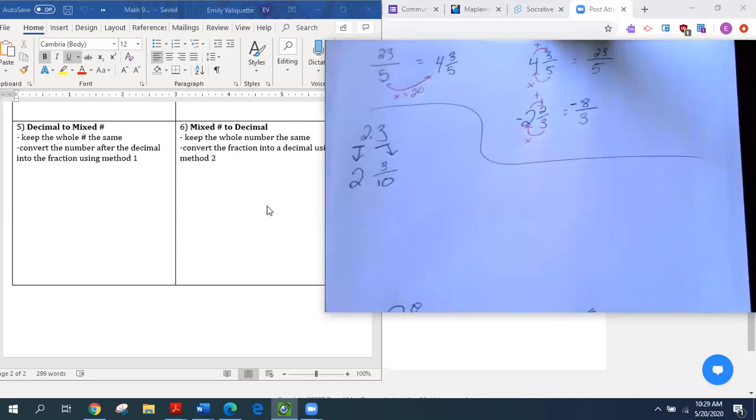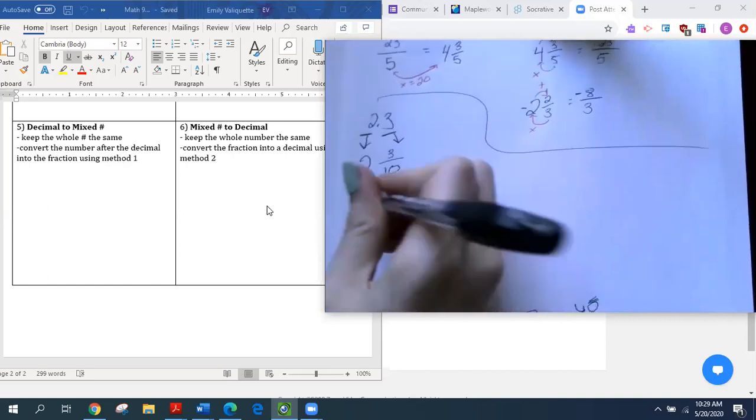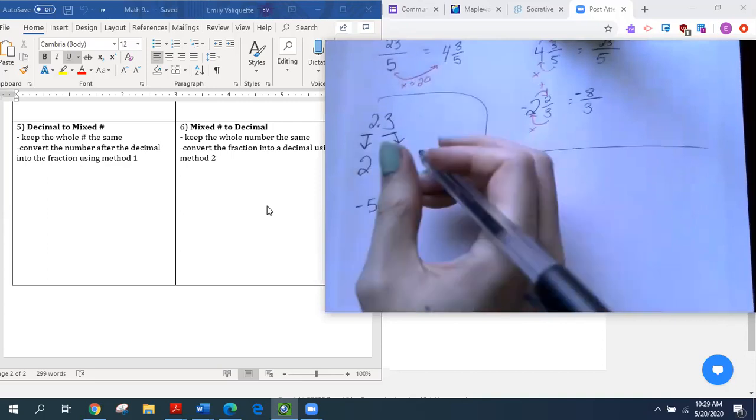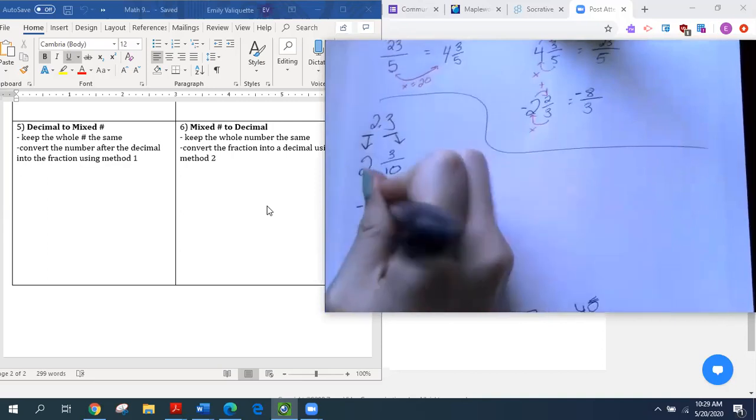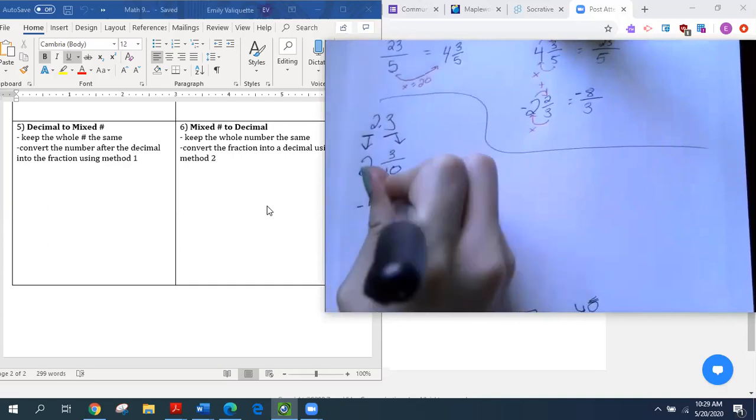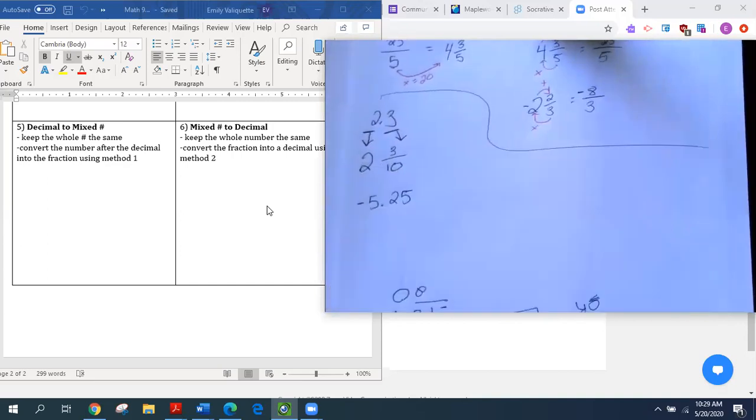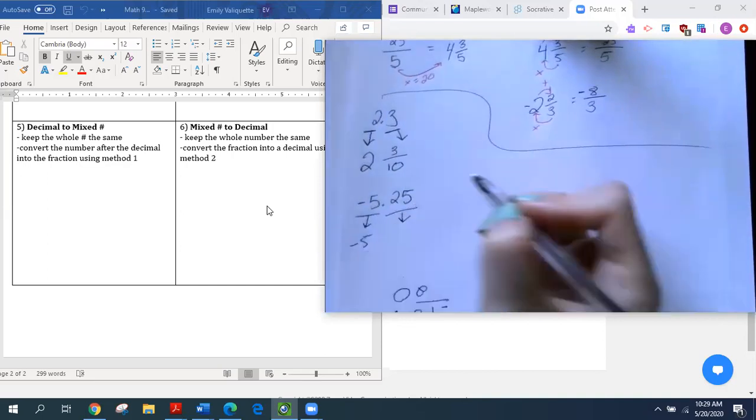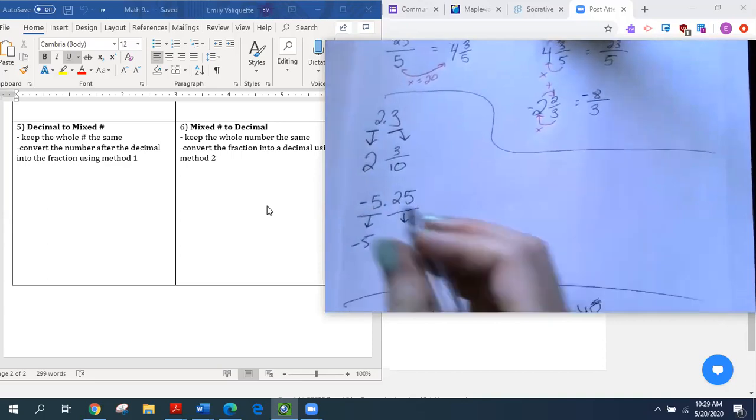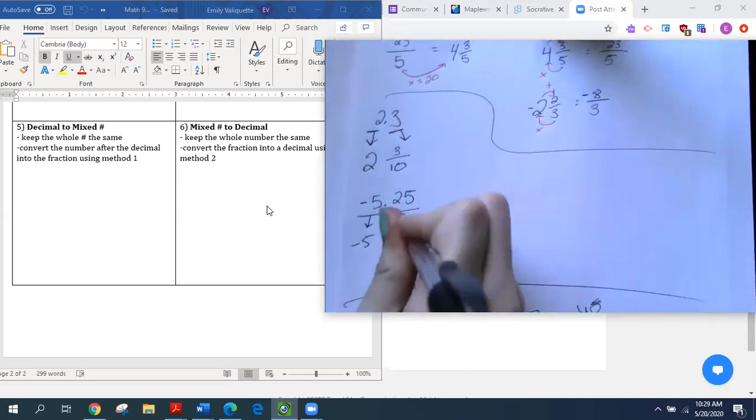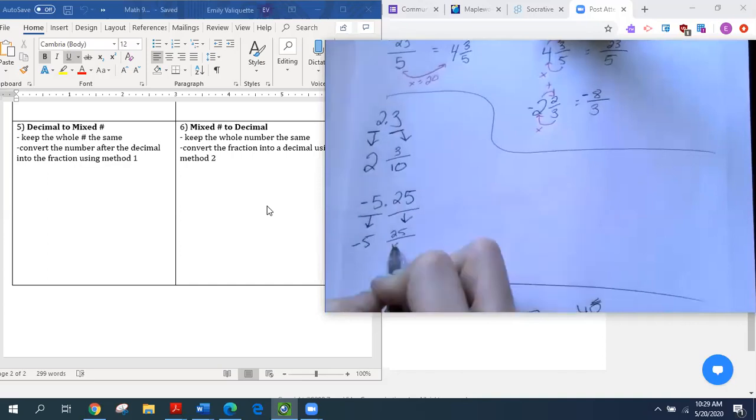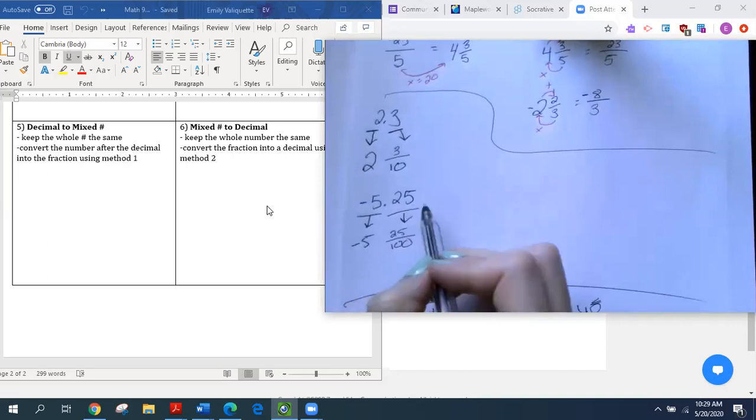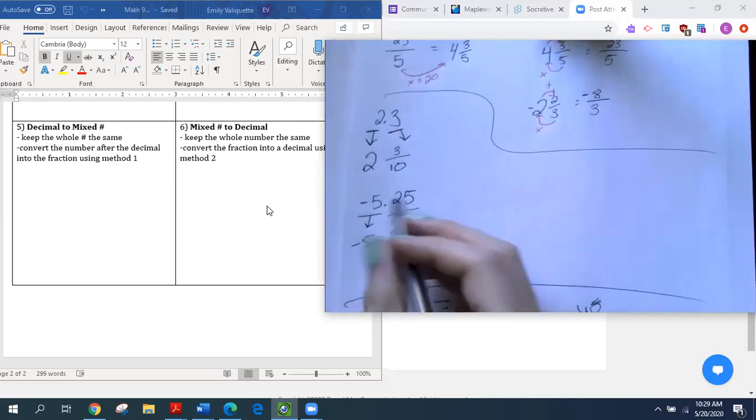If we had something like -5.25, then I would keep the -5. And the 0.25, I would, of course, write as 25 over, in this case, 100, because again, it goes to the 100th position. And then I would put my 25 over 100 into lowest terms.